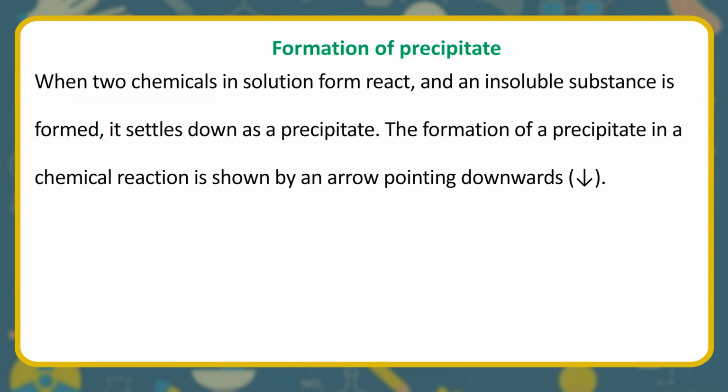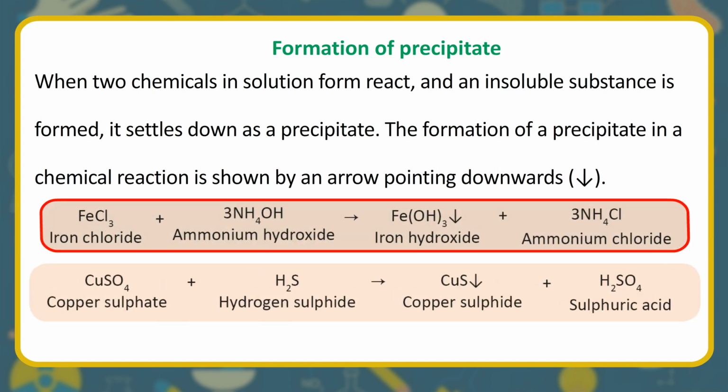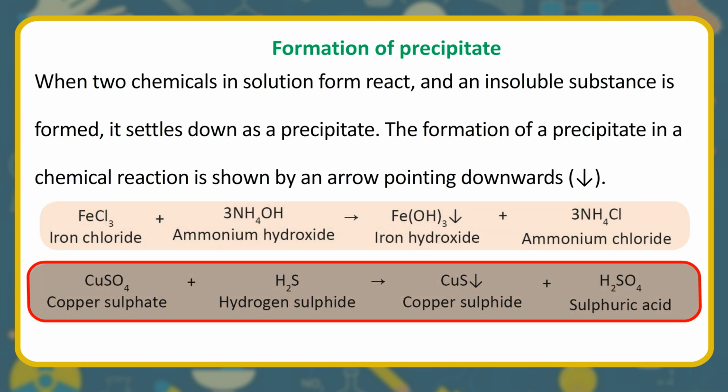Formation of precipitate. When two chemicals in solution form react, and an insoluble substance is formed, it settles down as a precipitate. The formation of a precipitate in a chemical reaction is shown by an arrow pointing downwards. FeCl3, iron chloride, plus 3NH4OH, ammonium hydroxide, gives Fe(OH)3, iron hydroxide, plus 3NH4Cl, ammonium chloride. CuSO4, copper sulfate, plus H2S, hydrogen sulfide, gives CuS, copper sulfide, plus H2SO4, sulfuric acid.